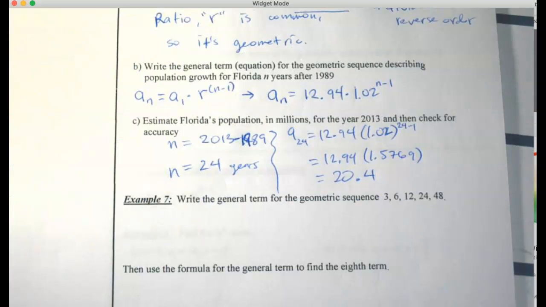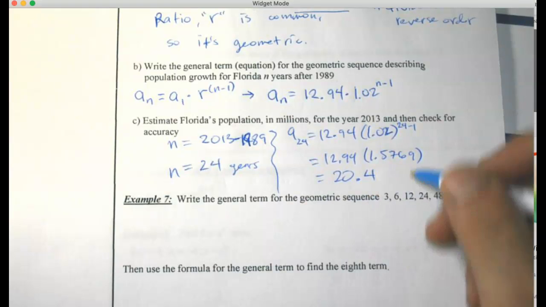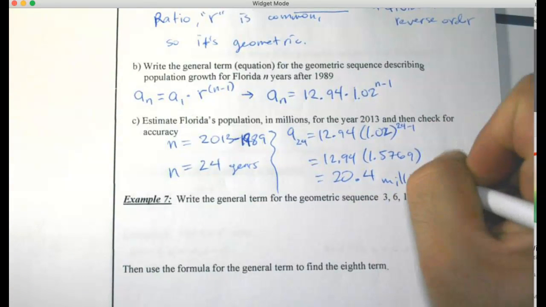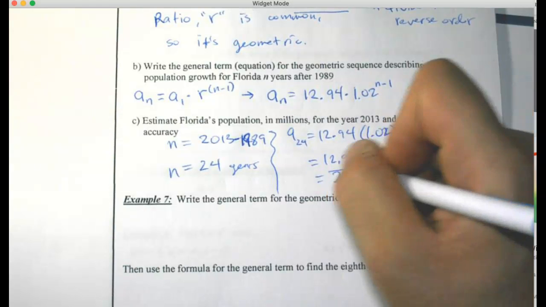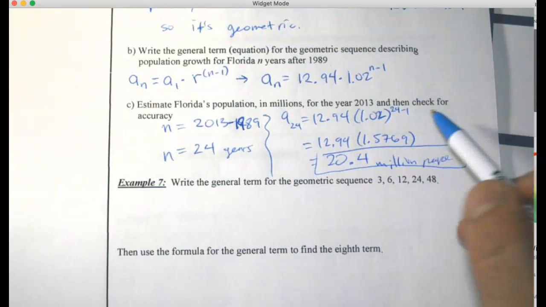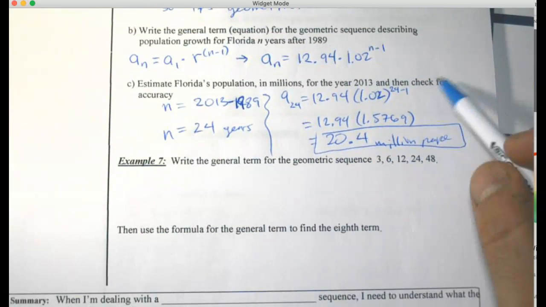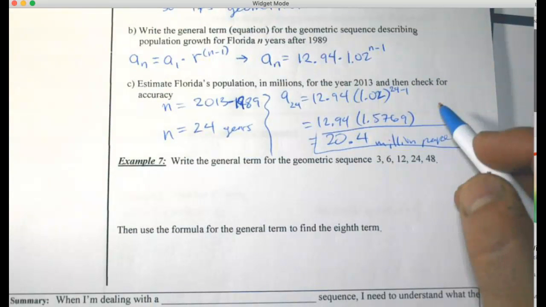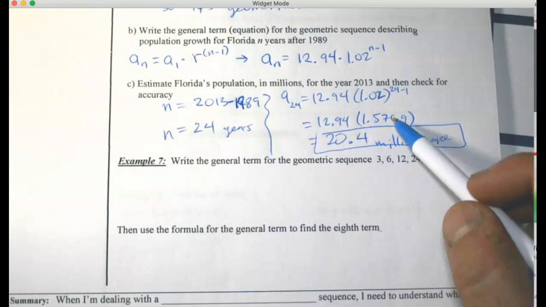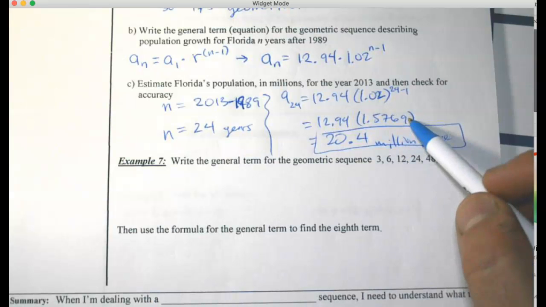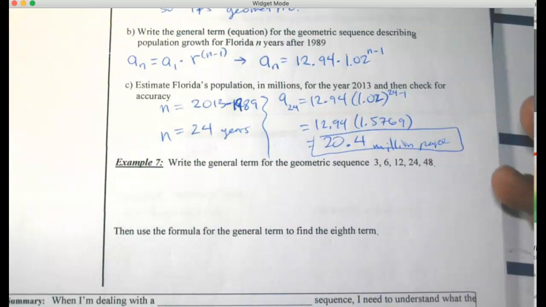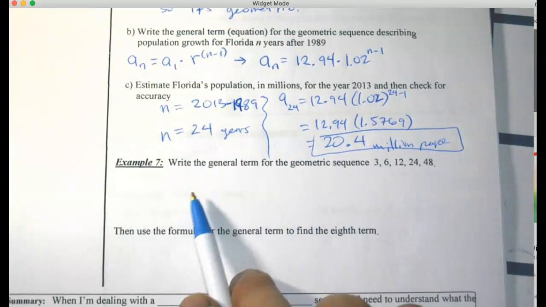So in this problem, we're saying that the population in Florida in 2013 will be 20.4 million people. If you look up Florida's population in 2013, it should pop up around 19 point some million. So this estimate's pretty close. Our chart's not bad, but it wasn't exactly accurate. So I would just say it's close, but not exactly accurate.